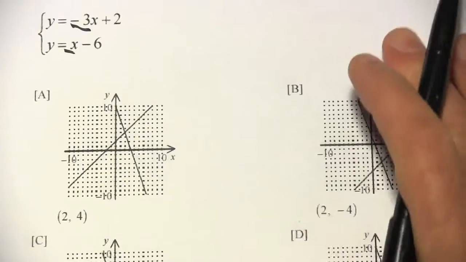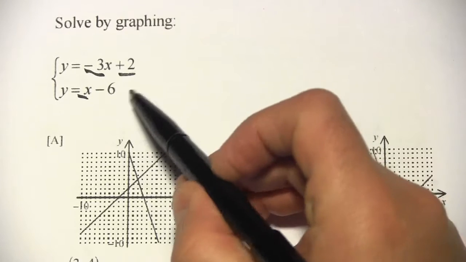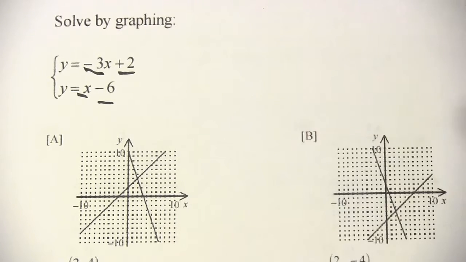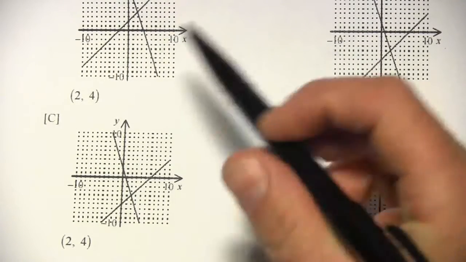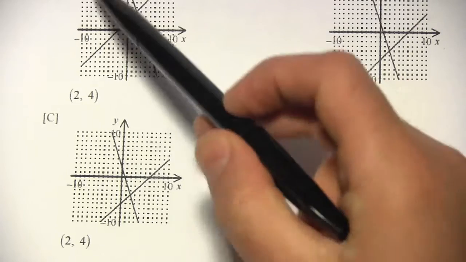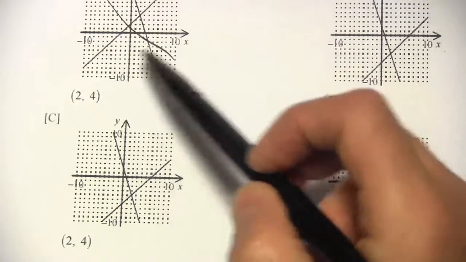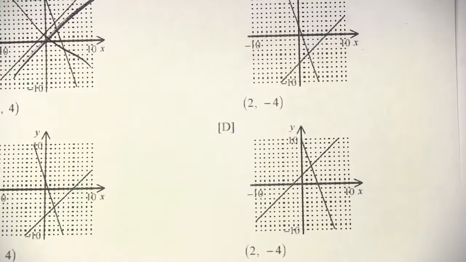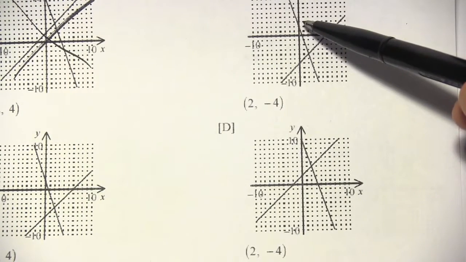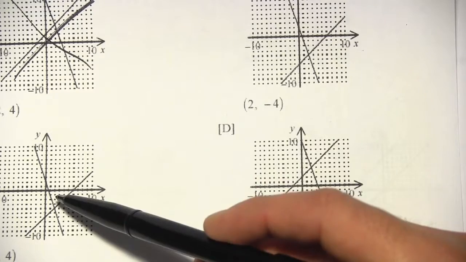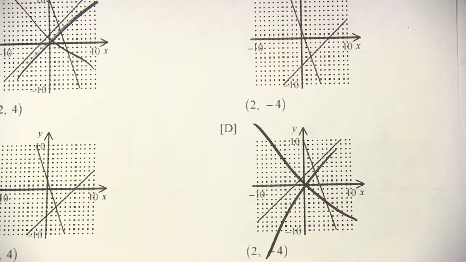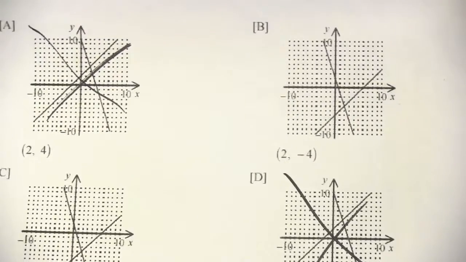Let's look at the y-intercepts. We have a +2 and a -6. So the steep downward line crosses the y-axis at +2. Well, that is not what's happening in A. That's crossing way above 2, so that's out. Let's see, B, that crosses at a +2. In C, it crosses at a +2. D crosses above that. So we've eliminated A and D.